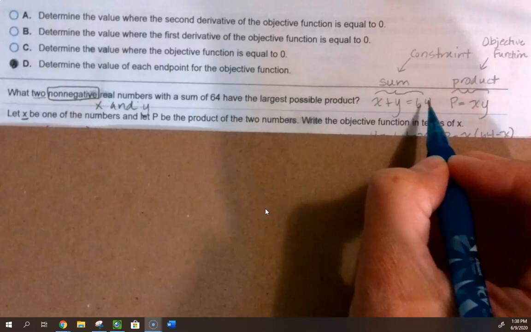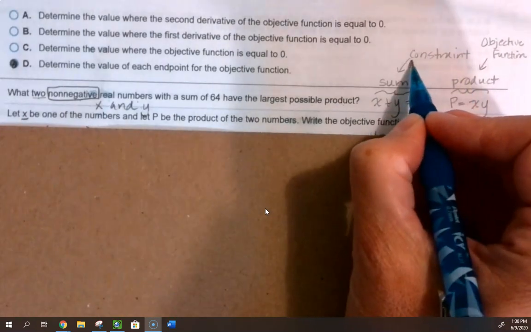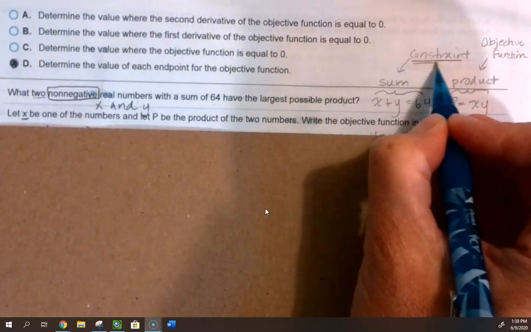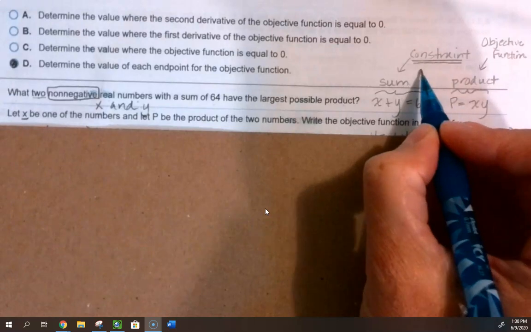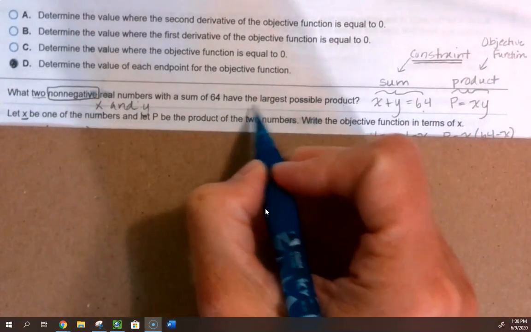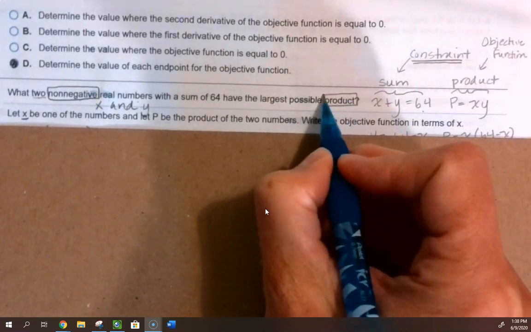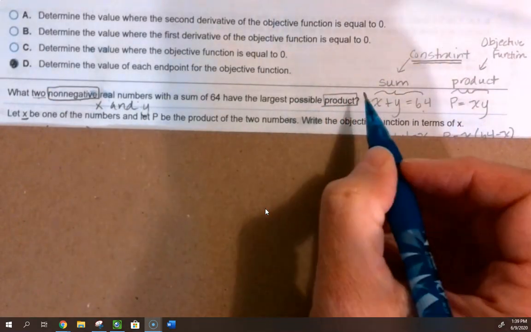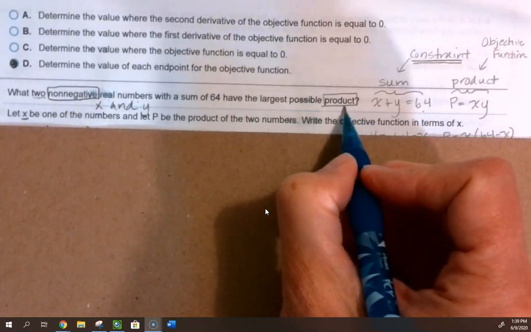Whenever I have a number that's given to me, that is a constraint in the problem. So they told us that X plus Y had to be equal to 64. That's a constraint. We want the largest possible product, so the product is what we are trying to maximize, and that's the thing that we're going to write an equation for, and that is the objective function.